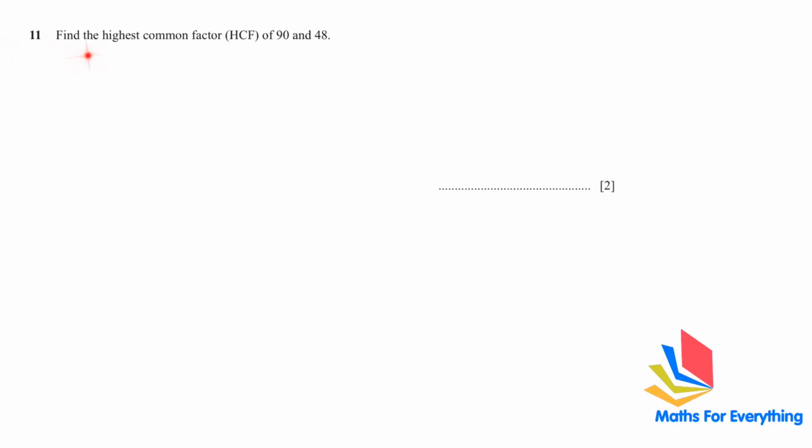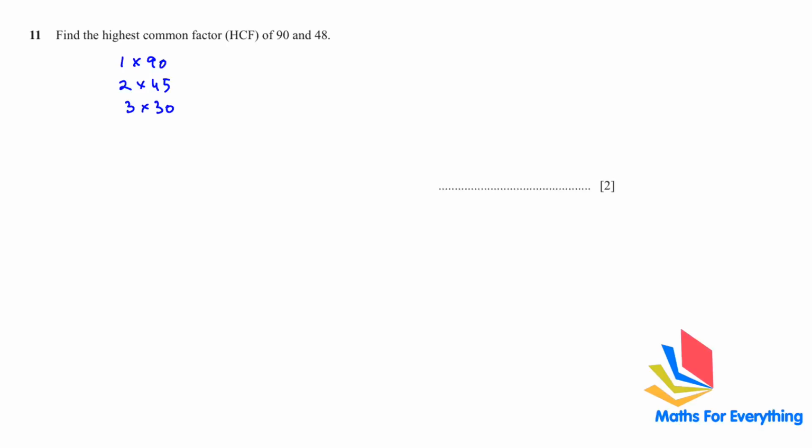Question number 11. Find the highest common factor of 90 and 48. There are two ways to find the highest common factor. I'll show you both ways. We will write down the factors of 90 first. 1 times 90 will give you 90. 2 times 45. 3 times 30.